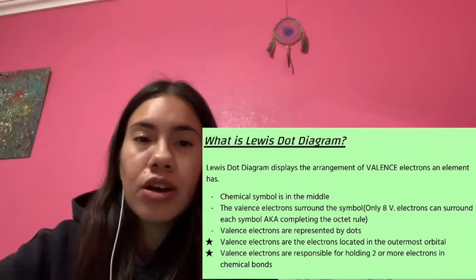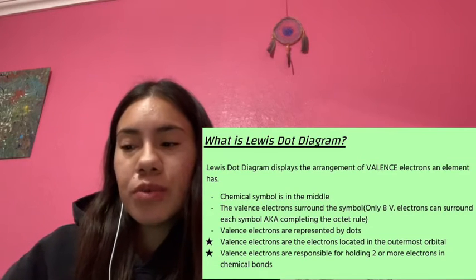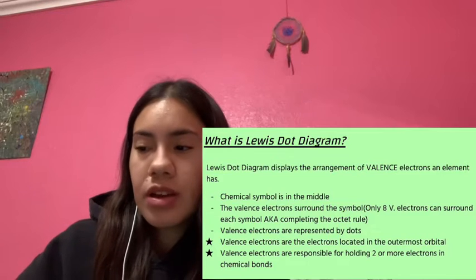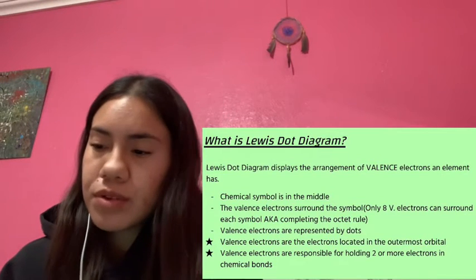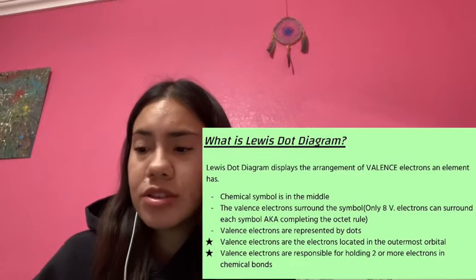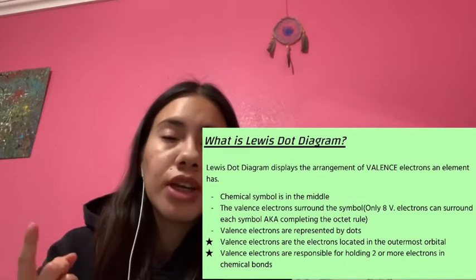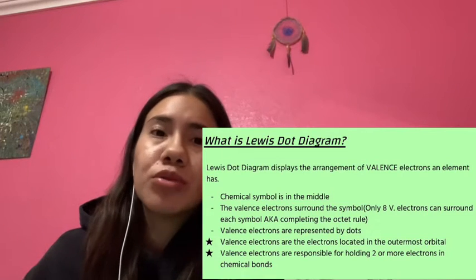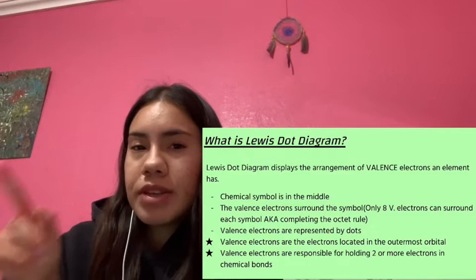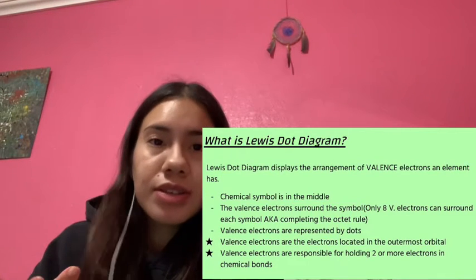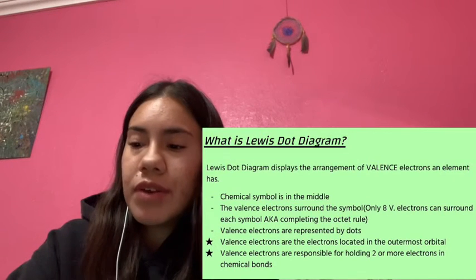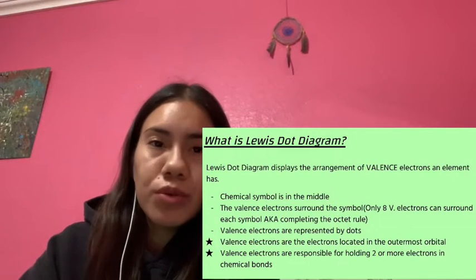So before we were looking at all the electrons, but now we are looking at the valence electrons, the electrons in the outermost orbital. What we're going to do is put the chemical symbol in the middle, and this is just for one element. For example, carbon: if we were just doing carbon alone, it would just be C in the middle, because C is the chemical symbol for carbon. And then we would put the valence electrons around the symbol.